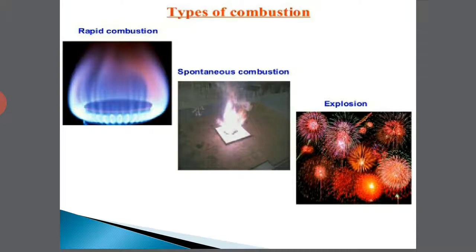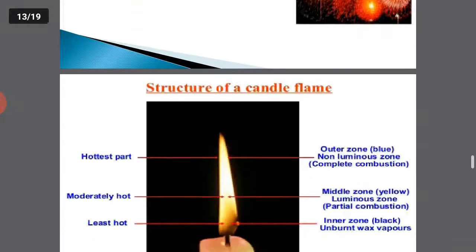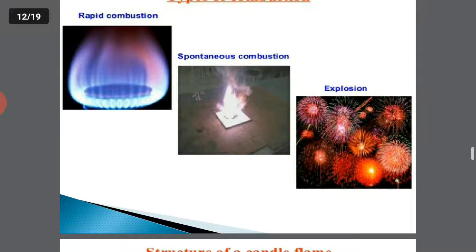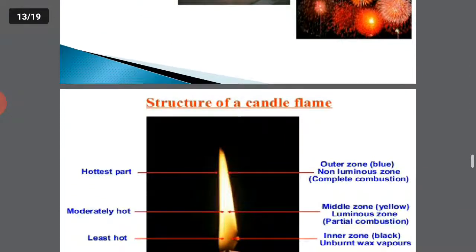Types of combustion we studied. You can see in the images also. Rapid combustion, flame of LPG. Spontaneous combustion, continuous emission of heat and light. Explosion, you can see generally the explosion is seen on festivals, especially Diwali and Holi, or during marriages or other functions also. So rapid combustion is in your kitchen also. You can see the cooking of food over LPG. The burning of LPG is an example of rapid combustion.